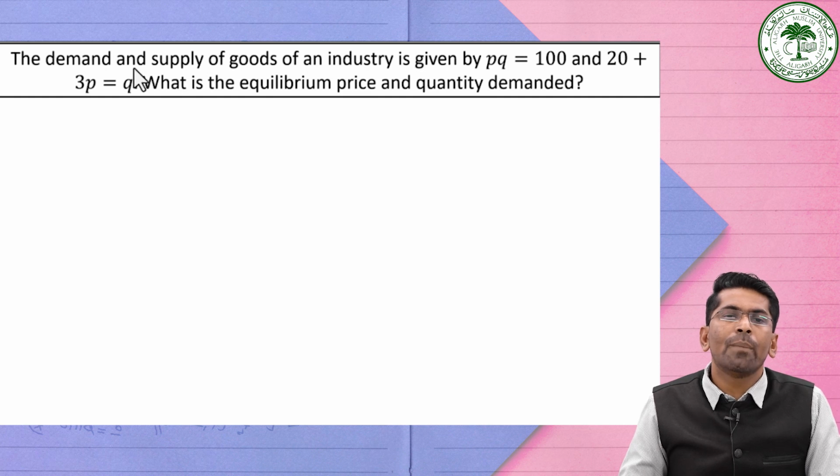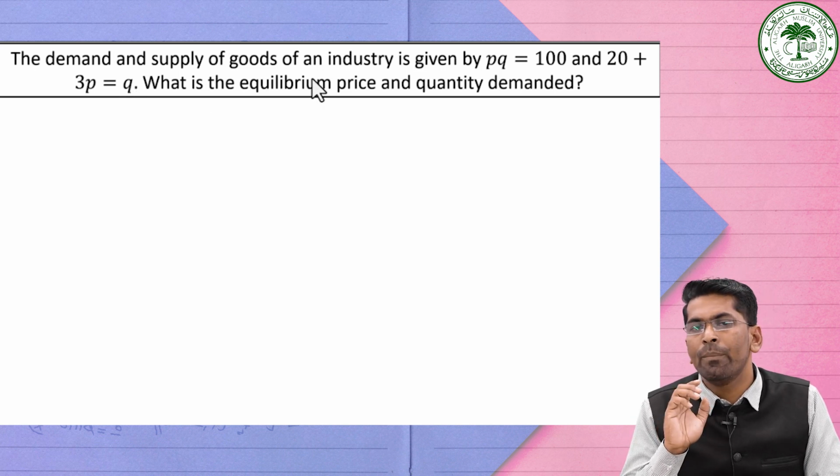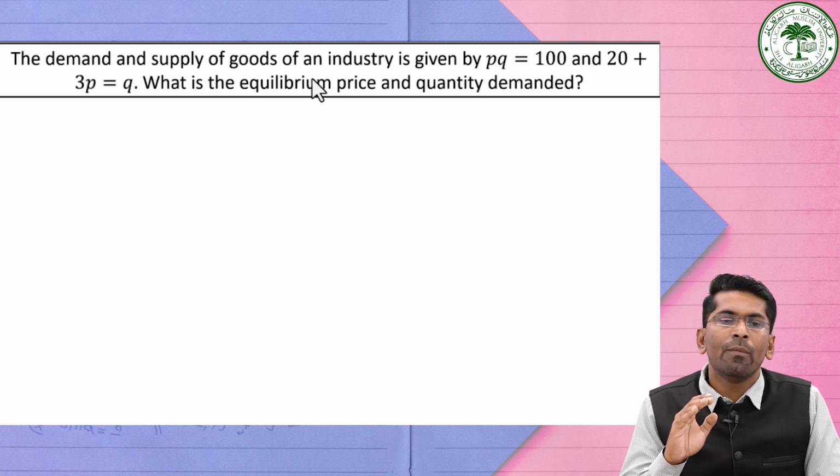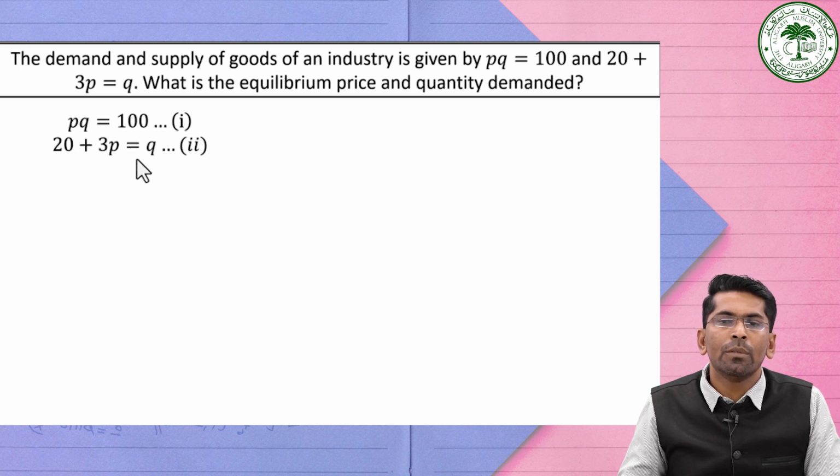The demand and supply of goods of an industry is given by PQ equal to 100, and 20 plus 3P is equal to Q. We want to find out the equilibrium price and equilibrium quantity. Here PQ is 100, then 20 plus 3P is equal to Q. We will start by using substitution to solve the system of equations.